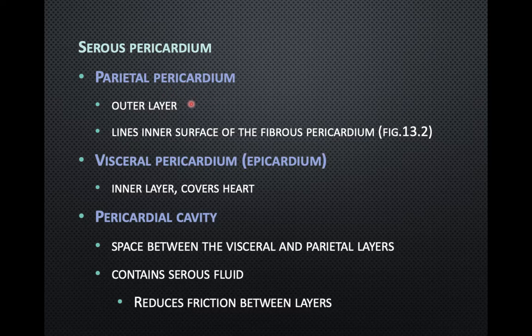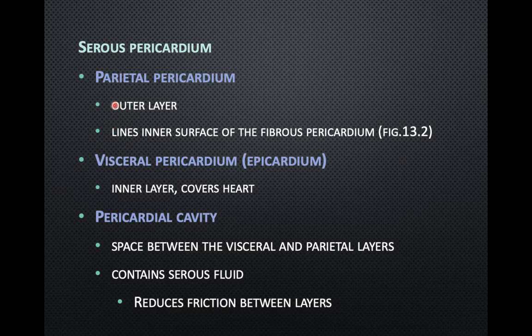So the serous pericardium, which is the thinner, more delicate, double-layered membrane that covers the heart, is made up of three components: the parietal pericardium, the visceral pericardium, and the pericardial cavity. The parietal pericardium is actually the outer layer of your serous pericardium. There's the fibrous pericardium, and on the inner side of that fibrous pericardium is the parietal pericardium. So it kind of doubles in function.